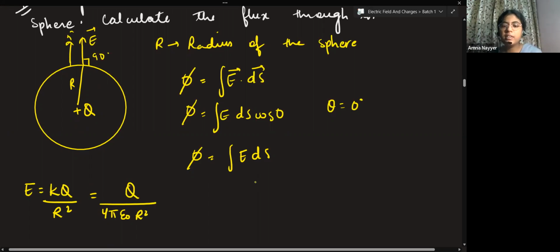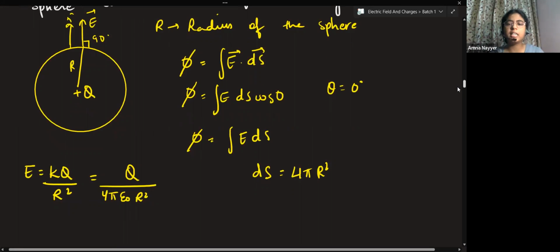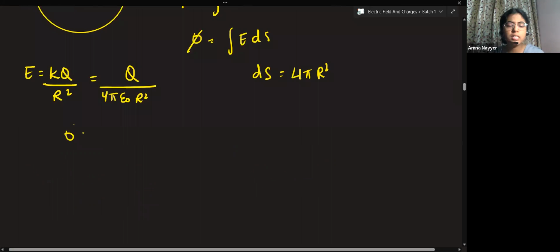So electric field we have. Regarding ds, as I've told you just now, and the way Khalid had answered, it will be 4 pi capital R square. Now we have electric field with us. Now we have ds with us. Let us put the values of electric field and ds. So flux will be what? Electric field is Q divided by 4 pi epsilon naught R square, multiplied by 4 pi capital R square.